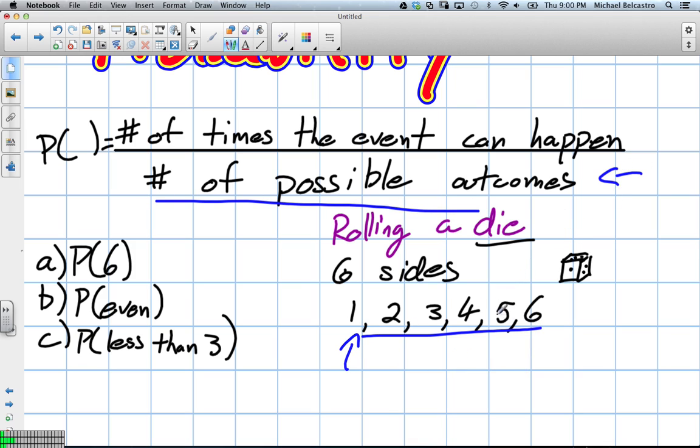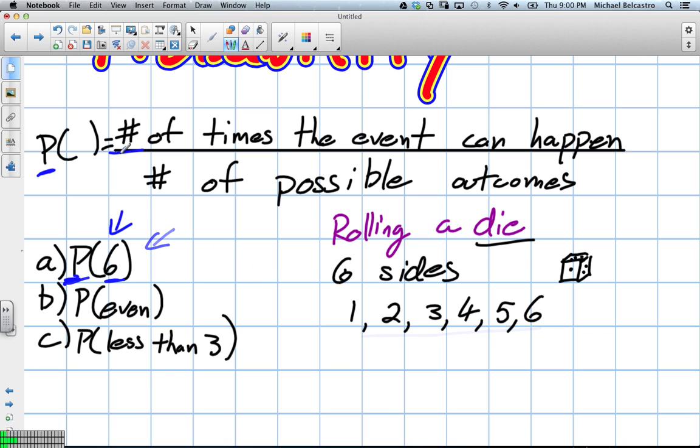The first one says P of 6. In other words, what's the probability, that's what P stands for, of getting a 6? How many different ways can this event happen? When I roll one die, how many ways can I get a 6? Just one. So the probability is 1 out of 6. There are 6 possible outcomes, and there's only one way I could get a 6.